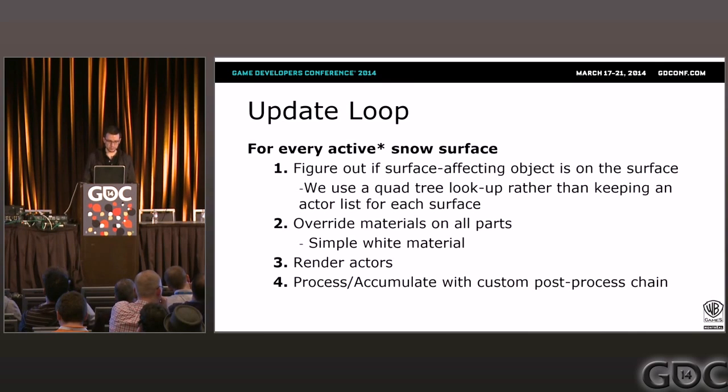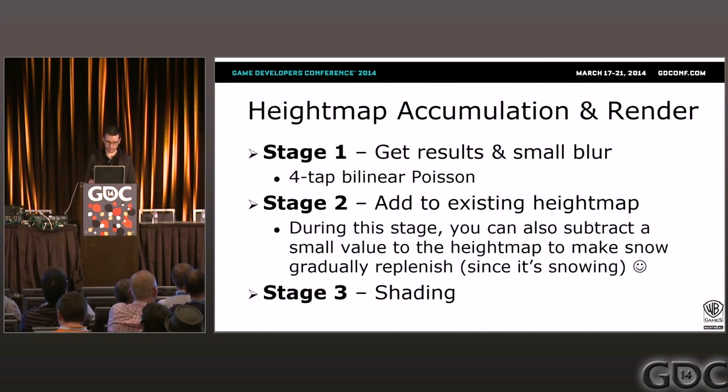So we override material on parts. Again, we replace with the simple white material. We then render actors and process accumulate with the post-process that I'm going to discuss in a bit. So about height map accumulation, before actual surface rendering, this is basically done in 3 stages. First stage, we take the result of that render, and we apply a small blur. A simple 4-tap bilinear Poisson disk is fast because of the low resolution. It's good enough to have some nice gradients. We then add the filtered results to the existing height map. Simple as that.